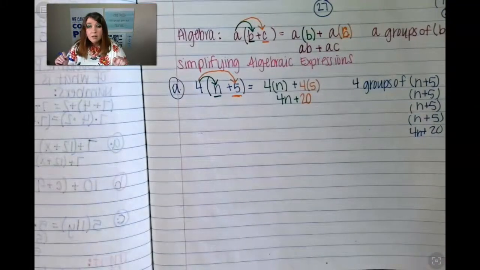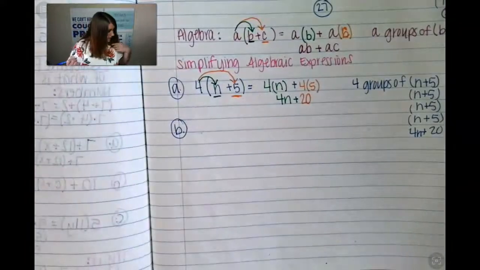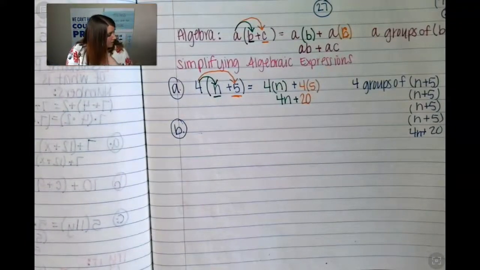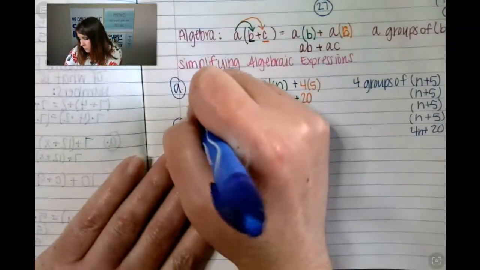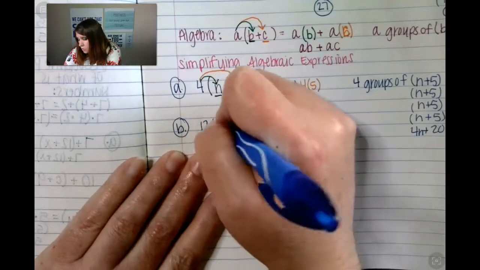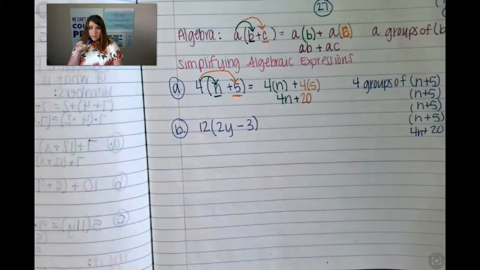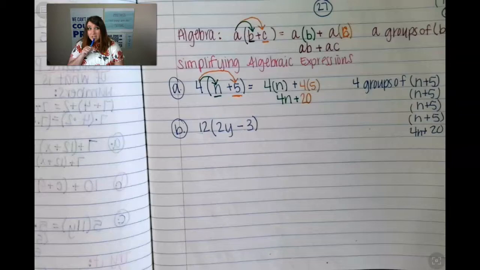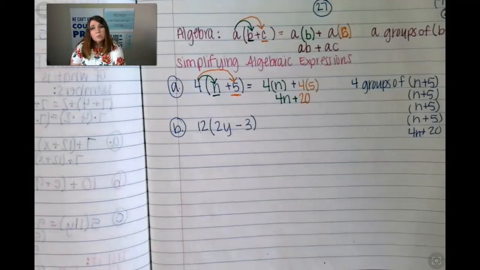Okay, let's do another example. Let's distribute again. How about 12 groups of 2y minus 3? 12 groups of 2y minus 3. Okay, now what do I do? I share and care. Same thing. Okay, do it again. Start with how many terms do I have?